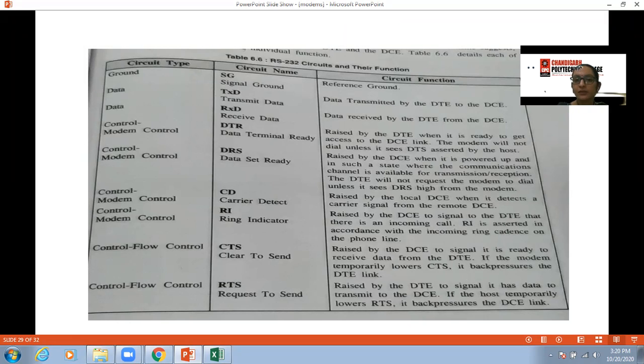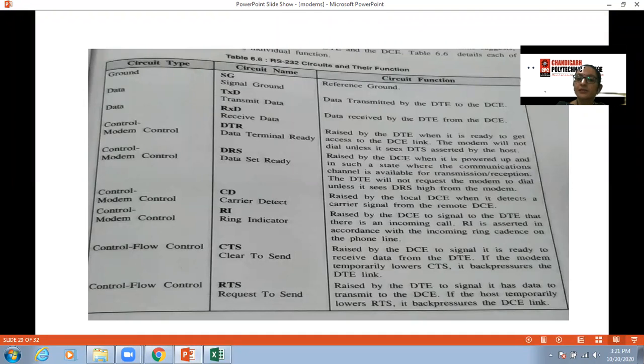So here it is the ground, signal ground reference. It is used for the reference. Second one is for the data, that is transmission and reception. Control case, that is modem control. And next is DTR and DSR, that is the data terminal ready, and it is raised by the DTE when it gets the data access to the DCE link, and the modem will not dial unless it sees the DTR. And for the case of data set ready, that is DSR, it is released only when it is powered up and in such a state where the communication channel is available for transmission and reception.